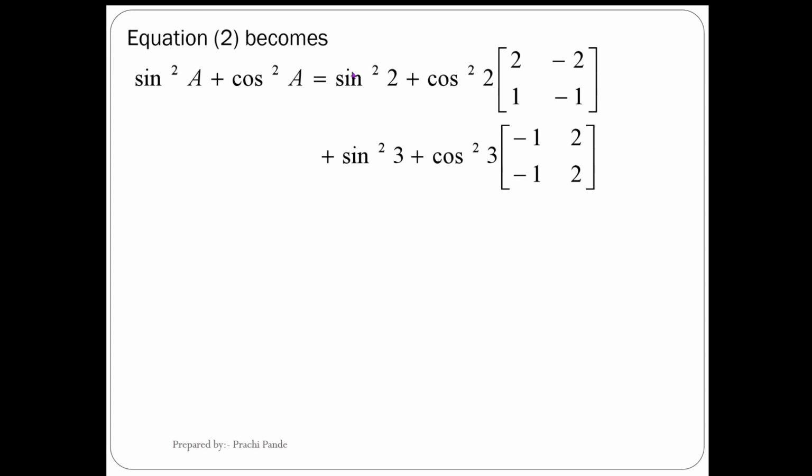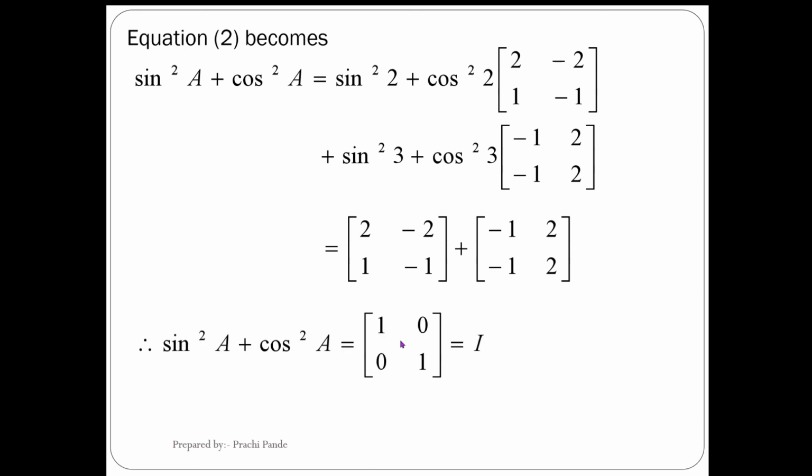But sin square 2 plus cos square 2, or sin square 3 plus cos square 3, both are 1. So we just need to add these two matrices, z of lambda 1 and z of lambda 2, and the addition of these two matrices is nothing but the identity matrix of order 2 cross 2, that is 1, 0, 0, 1, which is equal to I. So this trigonometric identity sin square A plus cos square A equal to I holds true for the matrix A of order 2 cross 2.